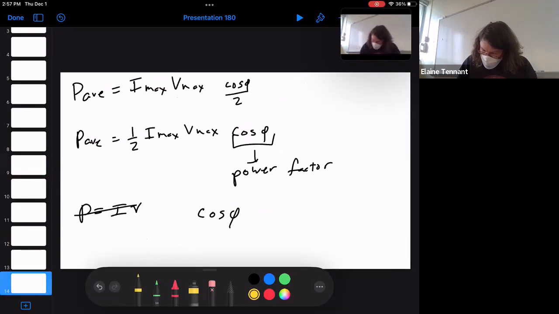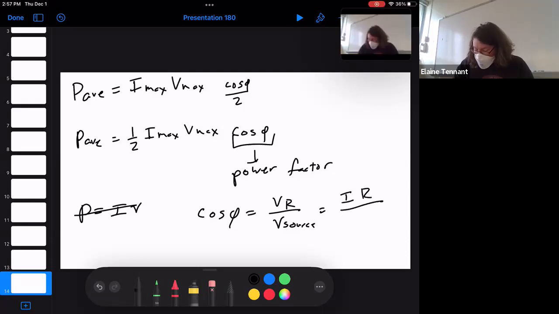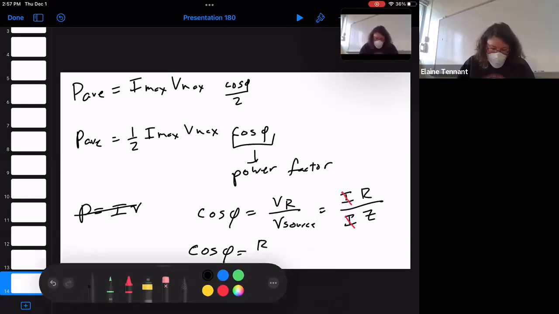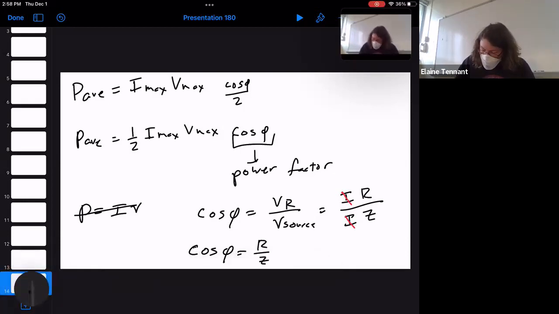So the cosine will be the adjacent over the hypotenuse, which of course we can write down in terms of a current times the resistance and a current times that total impedance that we were talking about. And our current will cancel out. So our power factor is R over Z, where Z was that big Pythagorean theorem thing.